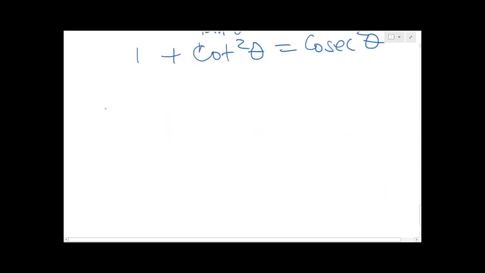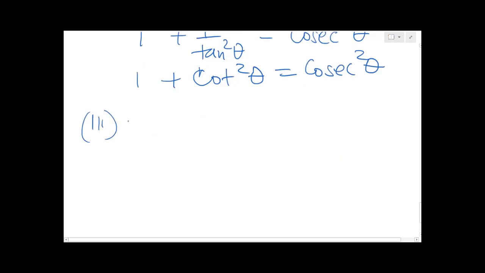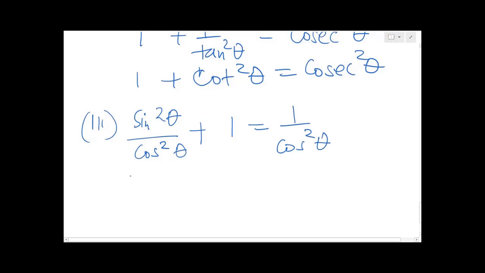Also, if we divide identity 1 throughout by cosine squared theta, we have sine squared theta over cosine squared theta plus 1 is equal to 1 over cosine squared theta, which can be written as tan squared theta plus 1 is equal to secant squared theta.